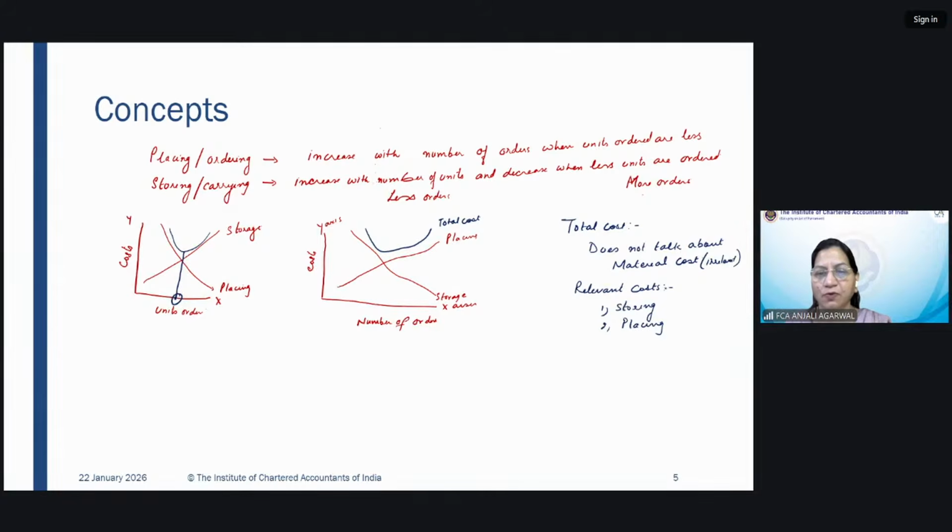No matter you go and buy 1 unit, then also you pay 100. And if you go and buy 12,000 units, then also you have to pay 100 per unit. So material cost remains irrelevant because total material cost will be 12 lakh rupees, no matter whether you buy 1 unit at a time or 12,000 units altogether.